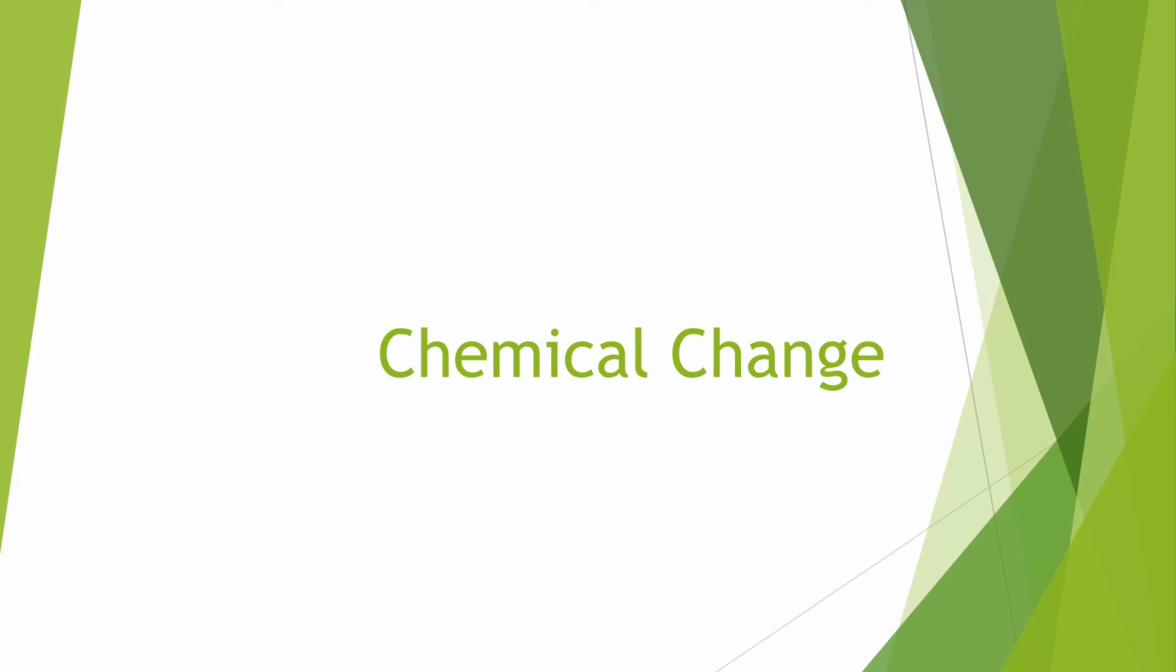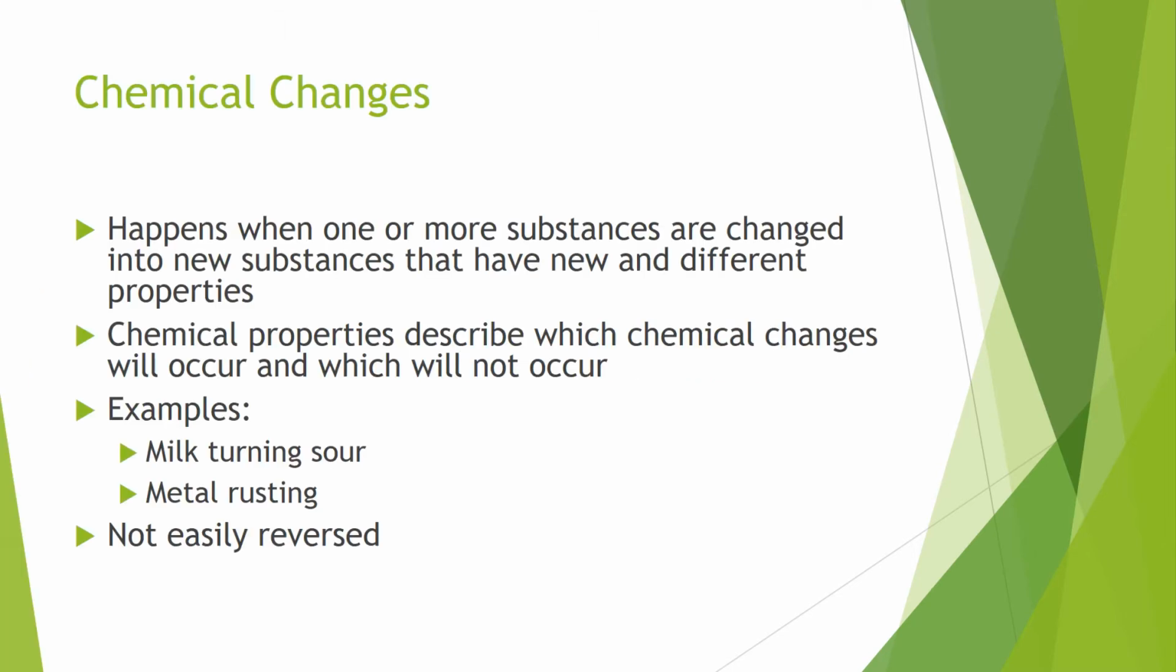So we've talked about chemical and physical properties so far and physical changes, so now we're going to talk about chemical changes. A chemical change happens when you have one or more substances that are changed into a completely different substance that have new and different properties.